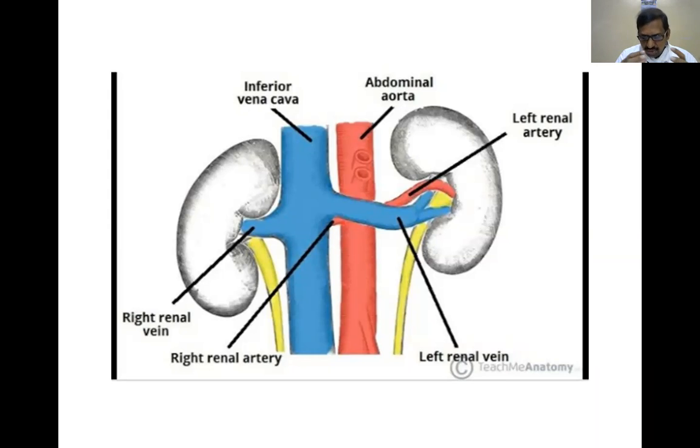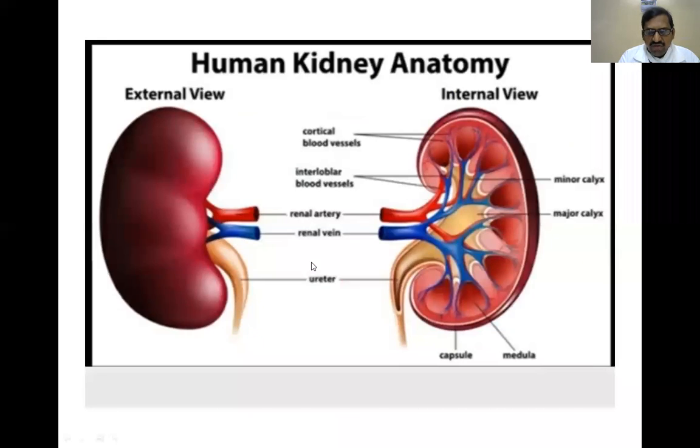Okay. This capsule is very, very important because it also extends along the minor calyx, major calyx, and pelvis. That is why this is the true capsule or fibrous capsule. And outside this fibrous capsule, there is a fatty layer that is called perinephric fat.